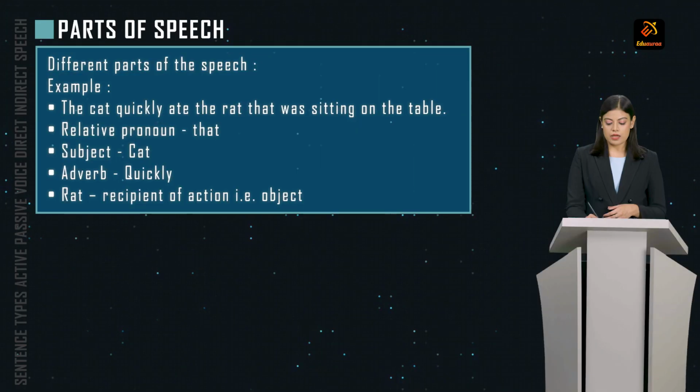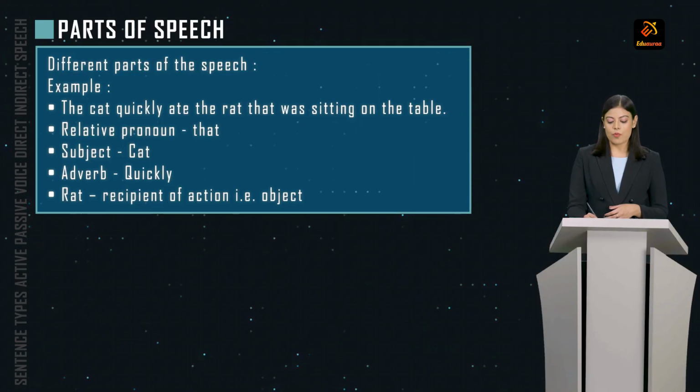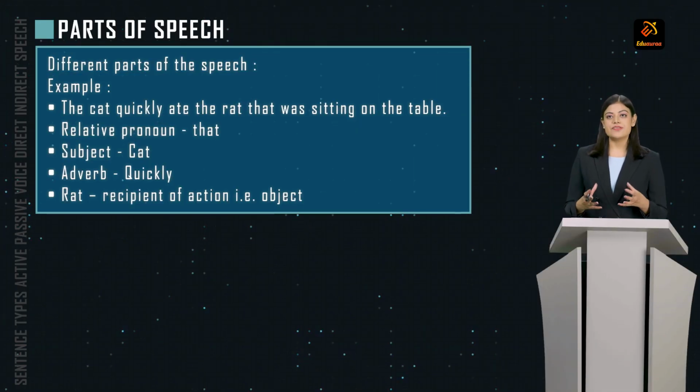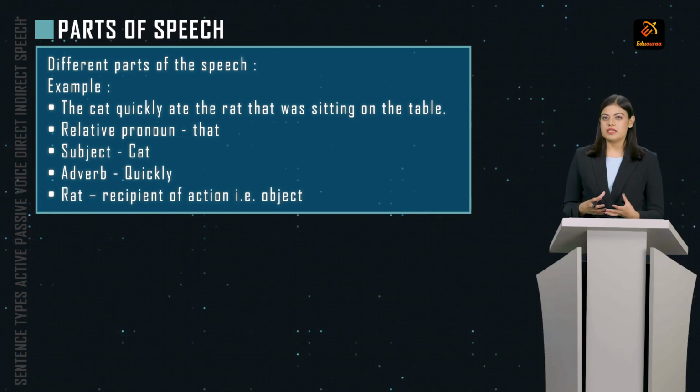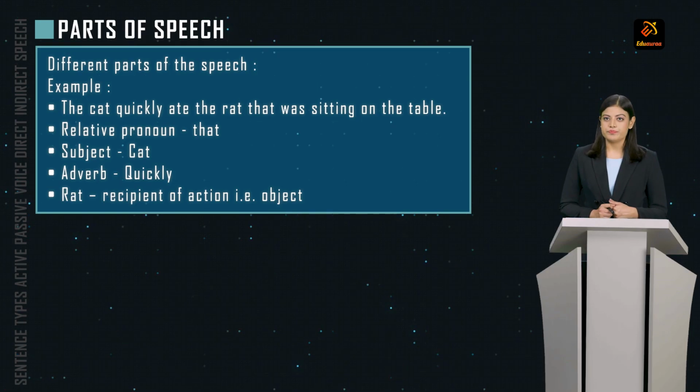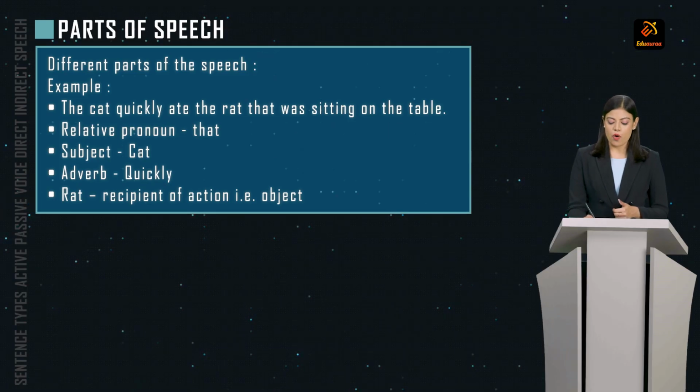After ate, we again have the article the. Then we have rat. Now what is rat? Rat is the recipient of this action, right? Rat, the poor one, is the one who is being eaten. So rat becomes my object.